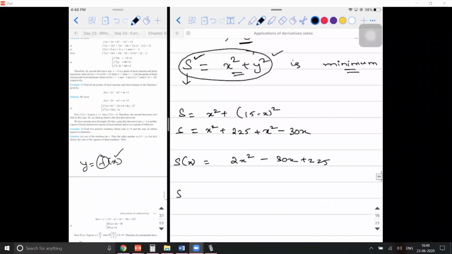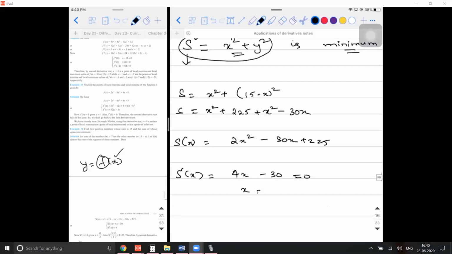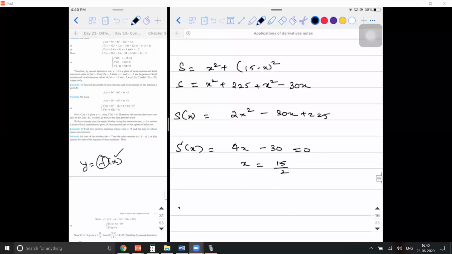Now what will s dash of x be? It will be 4x minus 30. If I equate it to 0, then what is the value of x I'm getting? I'll get it as 15 by 2. So if the value of x is 15 by 2, I need to cross verify whether there is really a point of minimum or maximum. How do I verify it? I go with the second derivative test.